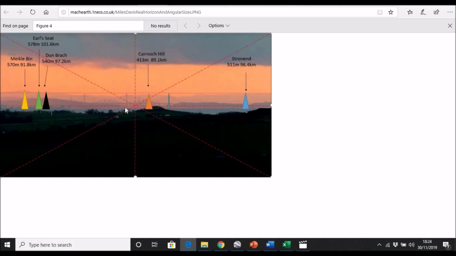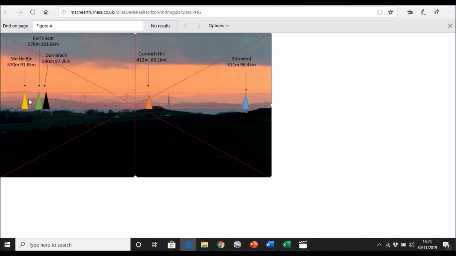And yet, even doing this, those angular sizes don't match those observed. Earl's Seat is well above the line, the actual location of the top of Earl's Seat being on the line here. Dunbrack is a little bit above the line when it should be on the line. And Strong End is also a little bit above the line when it should be on the line. The correct location for the base of these triangles is about halfway up this bridge tower.